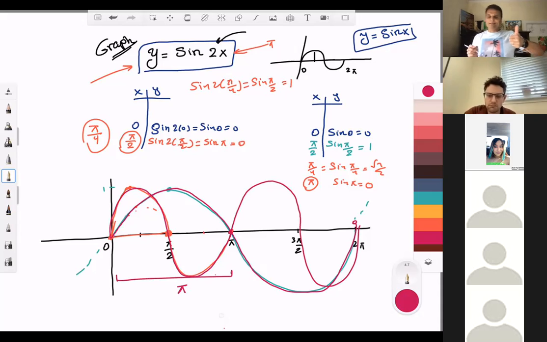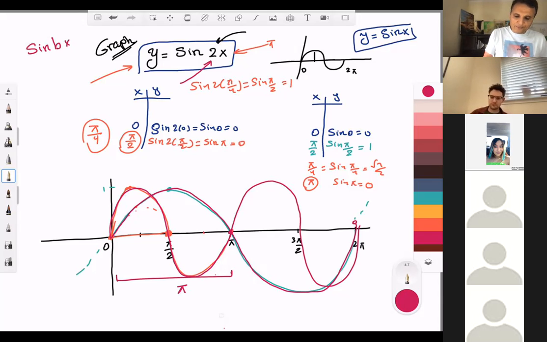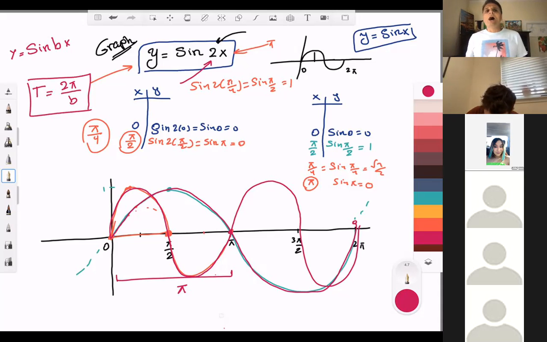So the point is, when we have a number multiplied by that x or angle, the period will shrink or sometimes get bigger. The formula is, for example, sine of bx. If we have y equal to sine of bx, the period of this graph will be 2 pi over b. This is a formula to find the period of a graph for sine and cosine. All right.